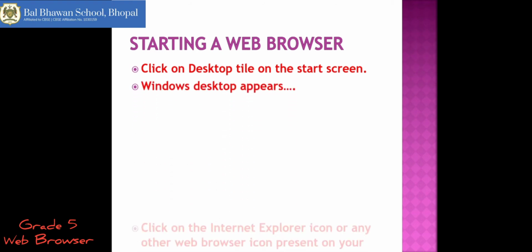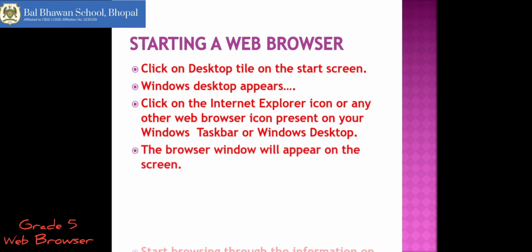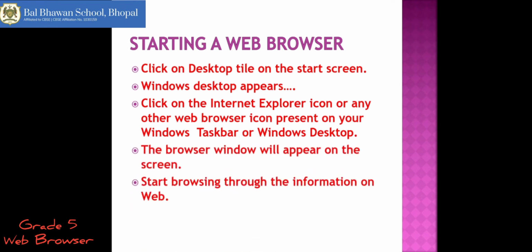Click on the desktop tile on the start screen. The Windows desktop appears. Click on the Internet Explorer icon or any other web browser icon present on your Windows taskbar or Windows desktop. The browser window will appear on the screen. You can start browsing through the information on the web.